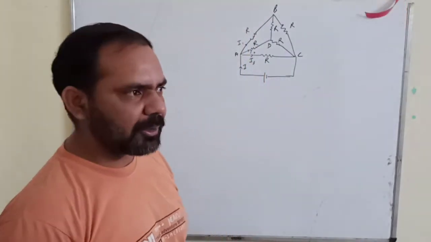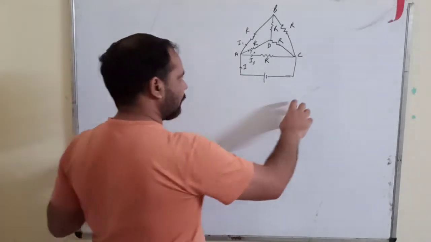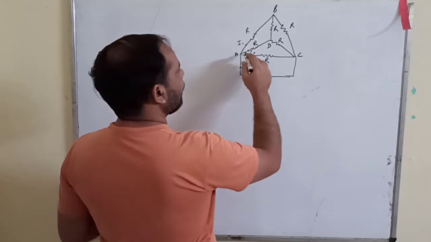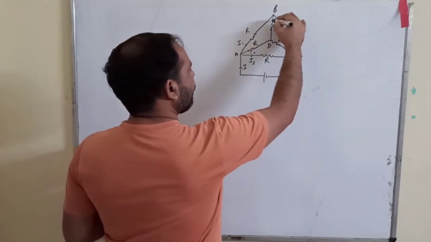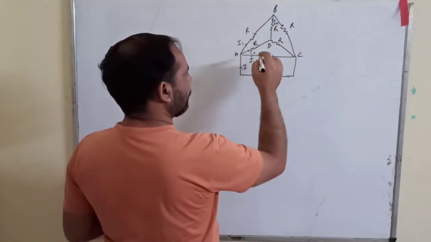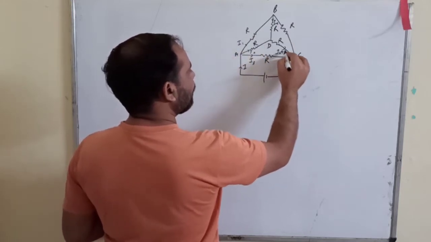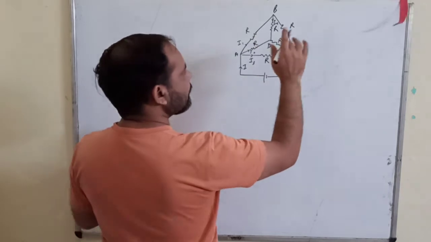Now you identify how many variables you have. Suppose I1, you have I2. Suppose here your current comes is I4. Then here the current will be I2 plus I4. I'm simply just telling you.